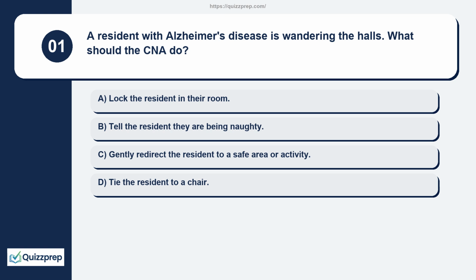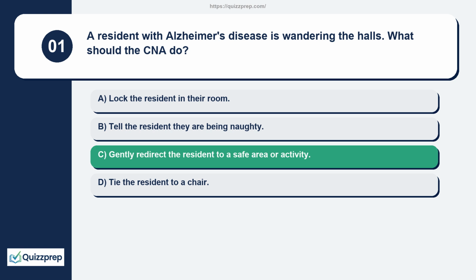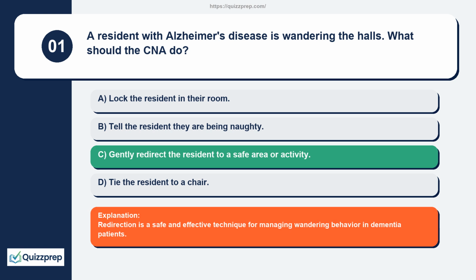Question 1. A resident with Alzheimer's disease is wandering the halls. What should the CNA do? Lock the resident in their room. Tell the resident they are being naughty. Gently redirect the resident to a safe area or activity. Tie the resident to a chair. Redirection is a safe and effective technique for managing wandering behavior in dementia patients.